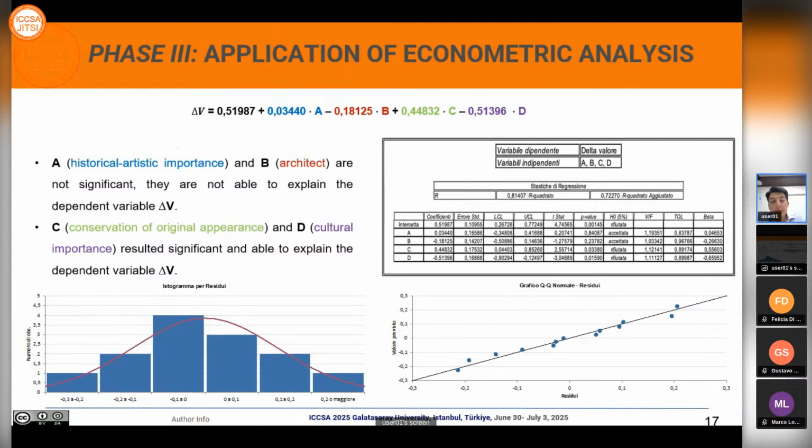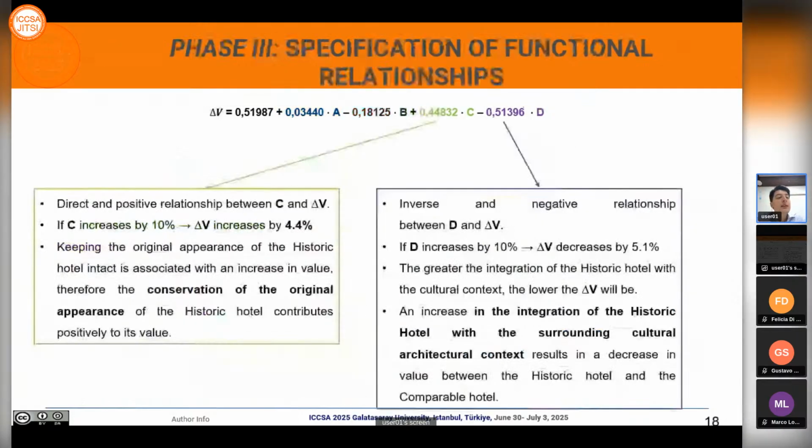So for the variable C, conservation of original appearance, we have a direct and positive relationship with the dependent variable. So if C increases by 10%, the dependent variable increases by 4.4%. That means that the conservation of the original appearance of the historic hotel contributes positively to its value.